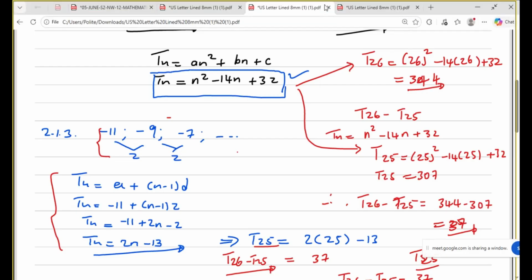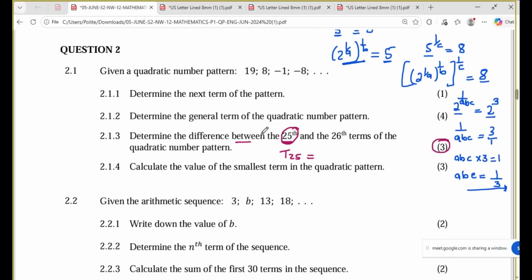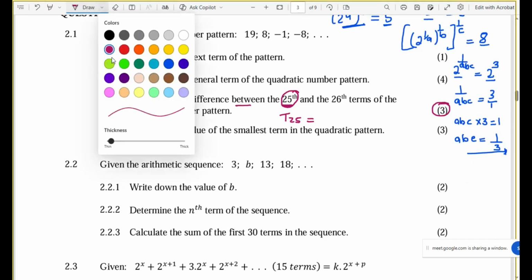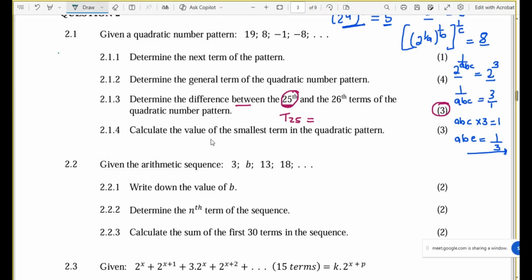All right. So now the next one, calculate the value of the smallest term in the quadratic pattern. On this one, I need your attention. Emile, please pay attention. When they say the smallest value in the quadratic pattern, always when we find the smallest value, we use the formula n is equal to minus b over 2a. So always it gives that.